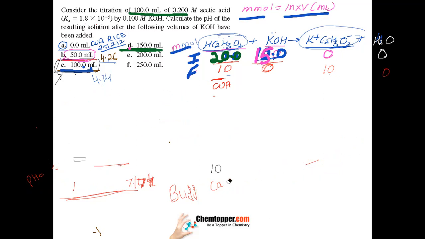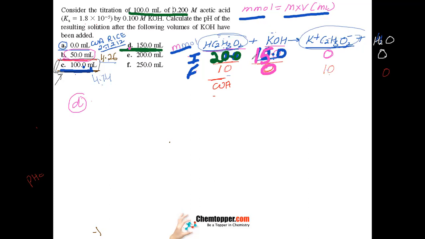I'm just erasing everything. I need some space to write here. So we are working with the D part. Who is the limiting reactant? Still KOH, right? How much acetic acid is left? 5. How much potassium acetate is formed? 15. The reaction is 1:1, right? You will decide the amount of potassium acetate from the limiting reactant. 15 will give you 15, 10 will give you 10, like this.